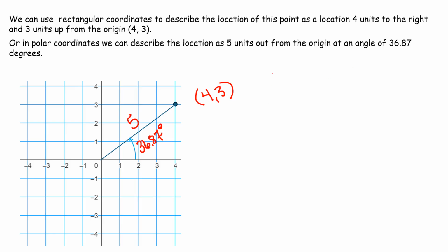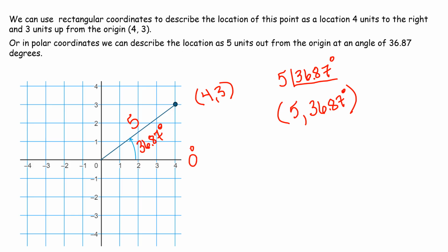Now, your book, as you know, writes polar coordinates this way with this little bracket, like so. The standard notation for polar coordinates is to write the radius, that is the distance from the origin to the point, first in parentheses, and then write the angle. And that is the counterclockwise angle from 0 degrees. That's how we could express this point in polar coordinates.